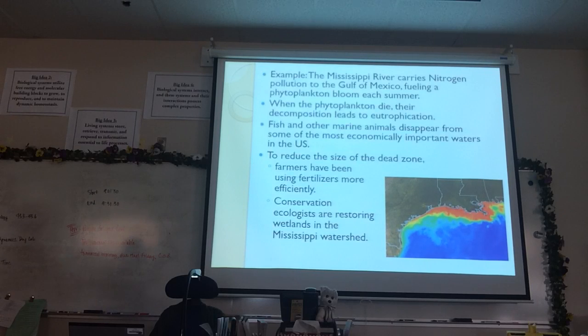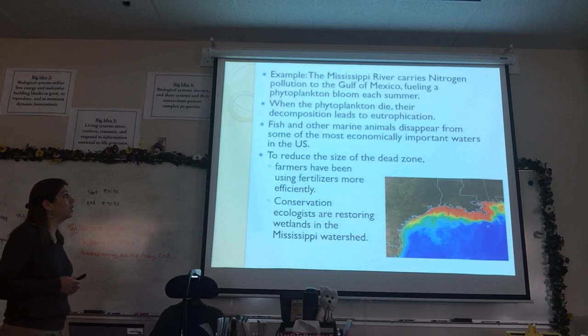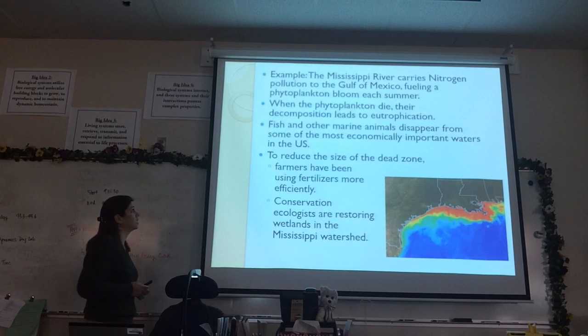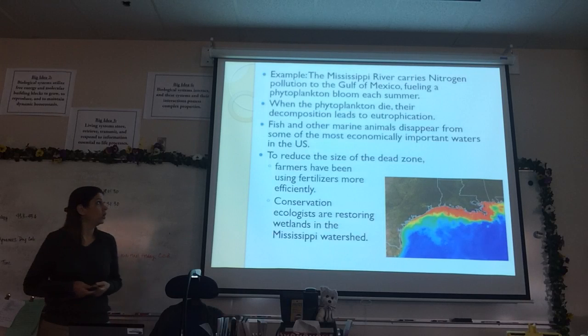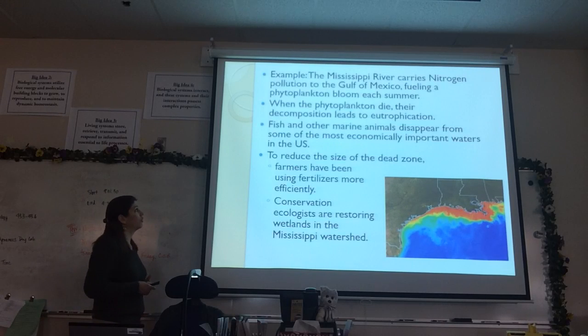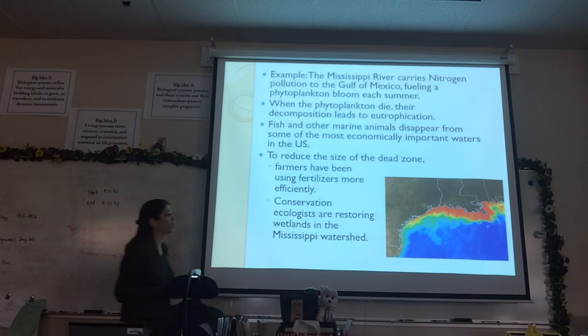Into the Mississippi River. The Mississippi River flows all the way down the middle of our country, and it exits down here near New Orleans. So what ends up happening? A nitrogen influx into this part of the Gulf of Mexico causes a phytoplankton bloom each summer. The trick is, just like in our freshwater ecosystems, when those phytoplankton die, their decomposition ultimately is going to lead to eutrophication. Well, what gets to live in eutrophic waters? Nothing. So, fish and other marine mammals disappear from some of the most economically important waters in the United States.